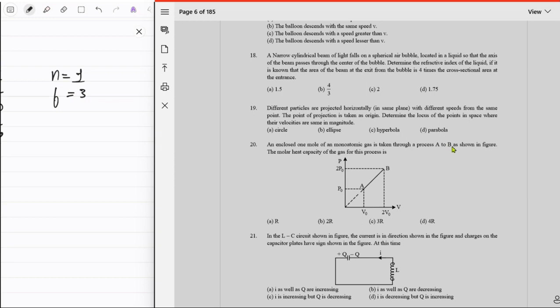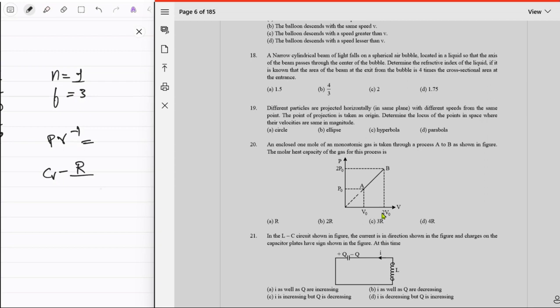Taken through the process A to B as shown in the figure, the molar heat capacity of the gas for this process is. So P, oh, P upon V is constant. PV to the power negative 1 is a constant in this case, right? So R upon gamma minus 1, which is like CV basically, isn't that right? Whenever X is just 1, this kind of, that was the thing, right?